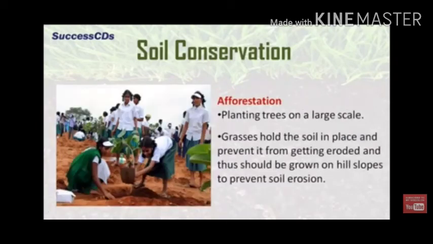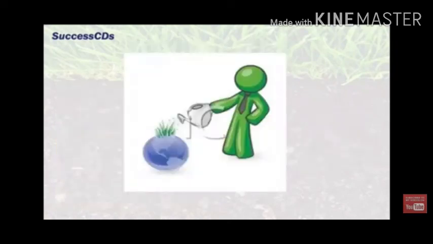Next, afforestation. It means we can conserve soil by planting more and more trees on a large scale. Grasses hold the soil in place and prevent it from getting eroded, and thus should be grown on hill slopes to prevent what? Soil erosion. Hence, children, keep our planet Earth green by planting more trees, rather each one plant one.